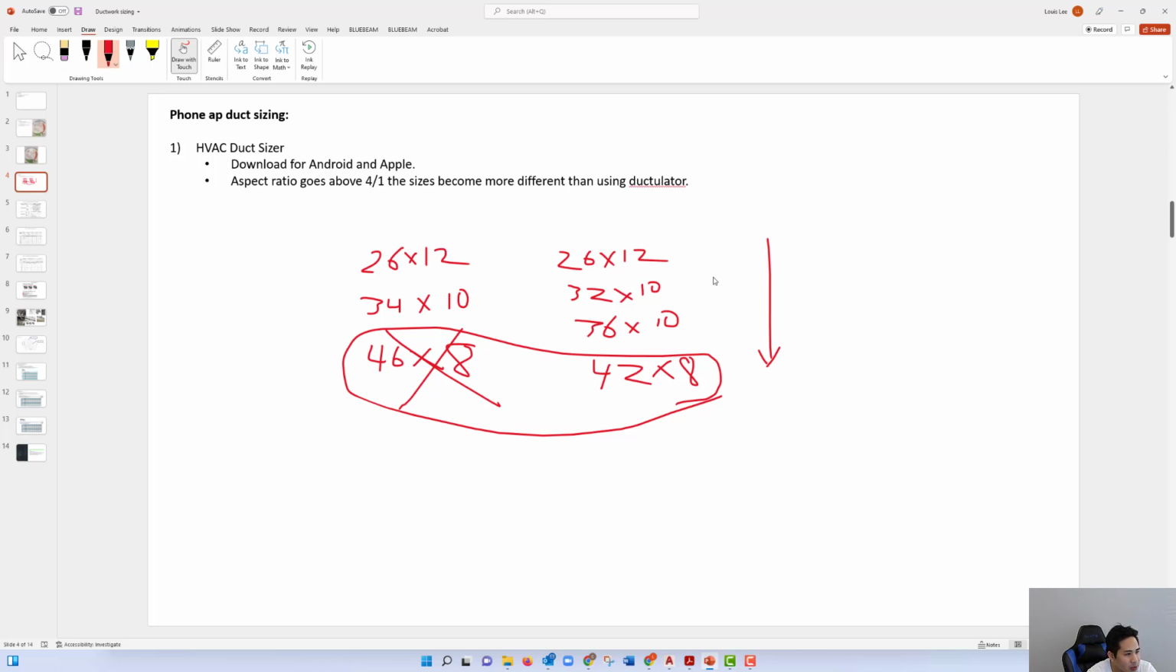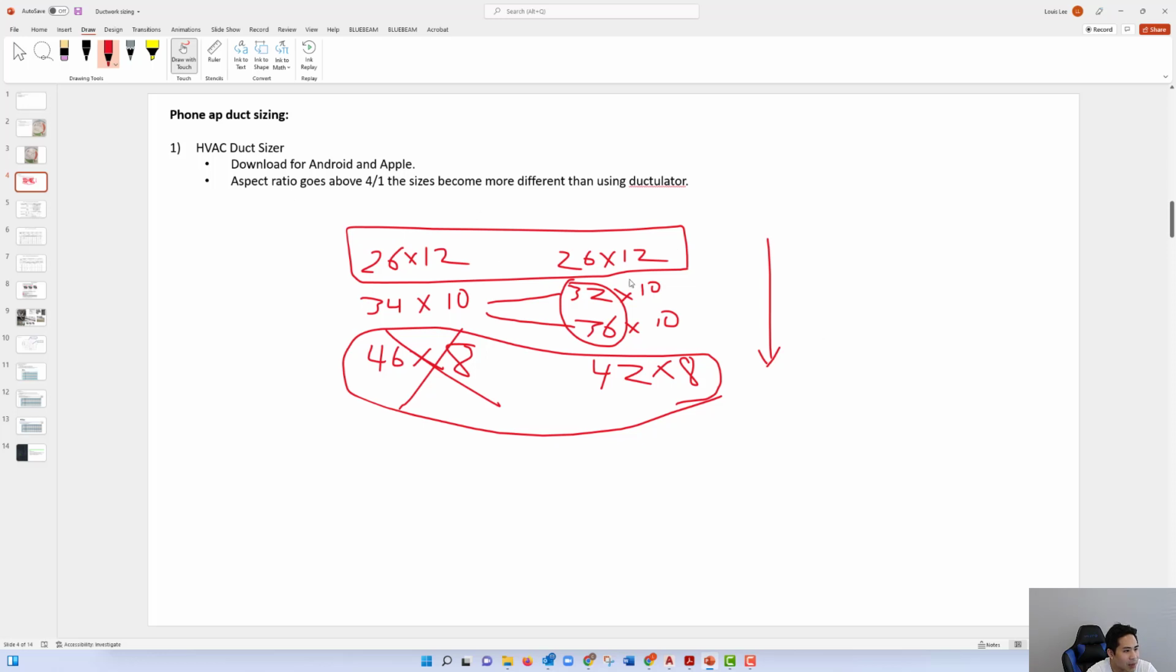For the lower aspect ratios, the size differences were pretty similar. This 32 is very close to this one, and this 36 is also close to this one. So this 34 is actually the average between these two numbers here. Now when the aspect ratio is close to a 2, so as the aspect ratio is low, here you can see that there was really no difference between the app and the ductilator values that were obtained.